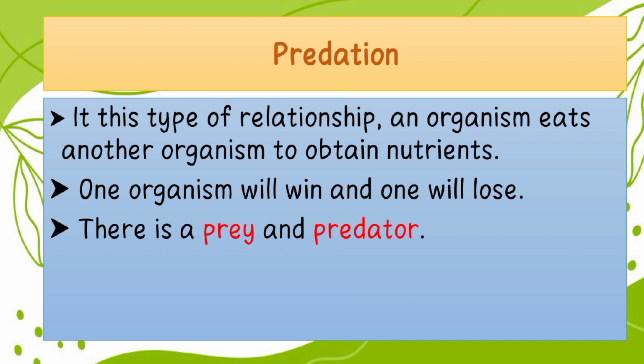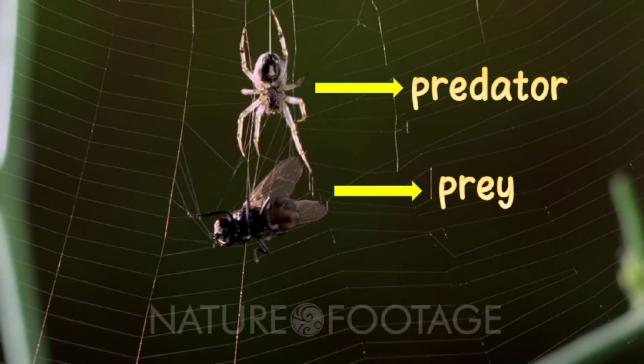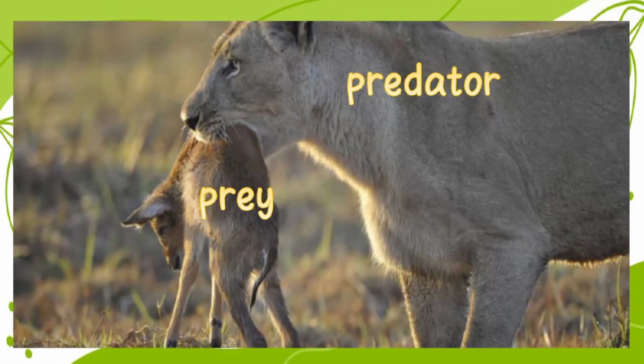In general, predators share the following features: they are usually larger than their prey, or overwhelm their prey by attacking in large numbers like ants. In this picture the fly is the prey and the spider is the predator. Another example, the deer is the prey and the predator is the cheetah.